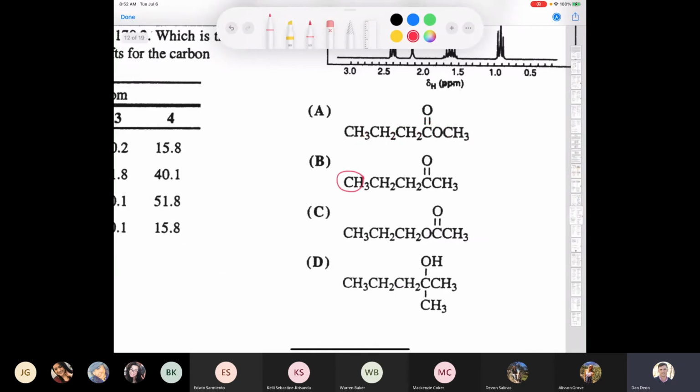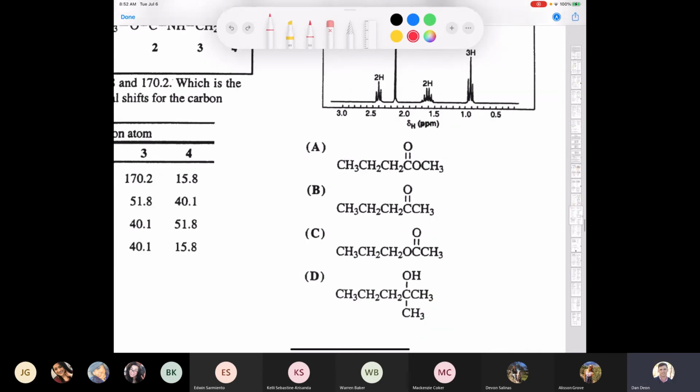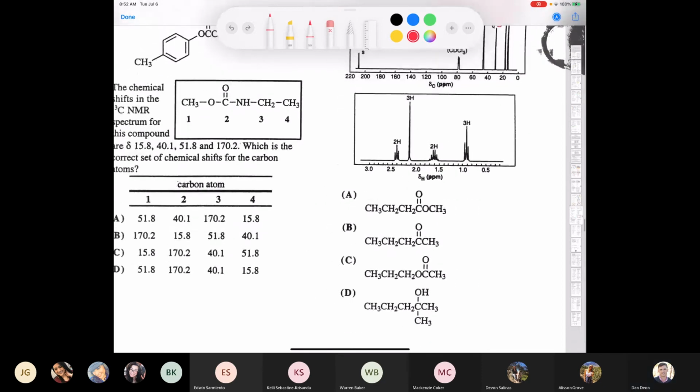Go to the next one. You get 2 methyls, 2 methylenes, and a carbon. There you go, so that one works. You look at C and D, they all have the same. Oh, hold on. Here we have 2 methyls, but these 2 methyls in this red circle here are chemically equivalent. So this is still a possibility. So yeah, we can't use that to figure it out.